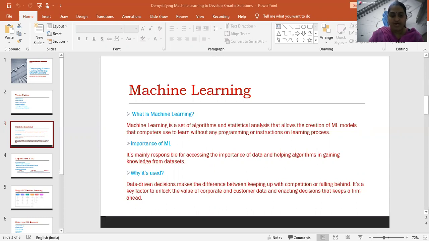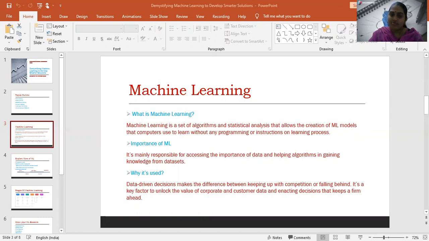Machine learning actually comprises three parts: the computational algorithm with the goal of making determinations, variables and features that make up the decision, and knowledge that trains the system to learn. Why is it used? Because data-driven decisions make the difference between keeping up with the competition or falling behind. It's a key factor to unlock the value of corporate and customer data and enact decisions that keep the firm ahead.